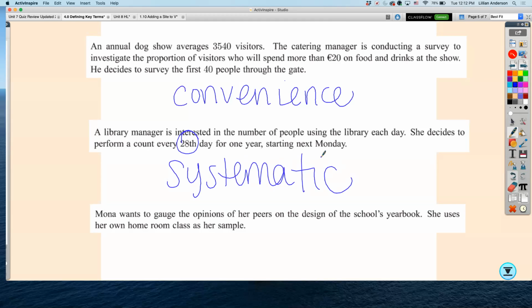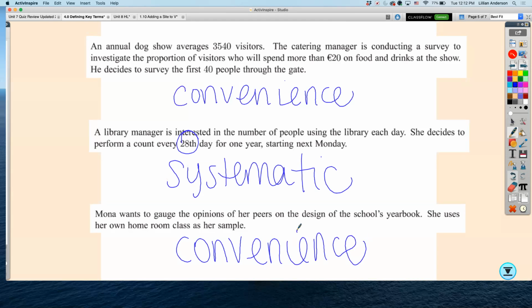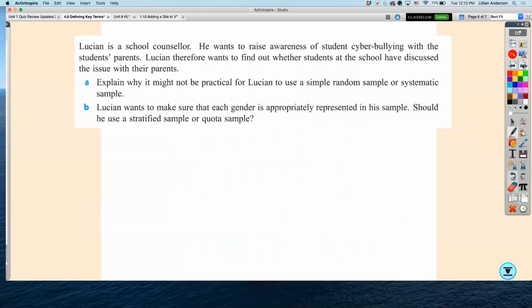Let's look at this one. Mona wants to gauge the opinions of her peers on the design of the school's yearbook. She uses her own homeroom class as her sample. This one would be convenience, because she could go out and ask everybody at the school, but she decides to use her homeroom, right? People that she sees every day, they become comfortable with each other. They are convenient.